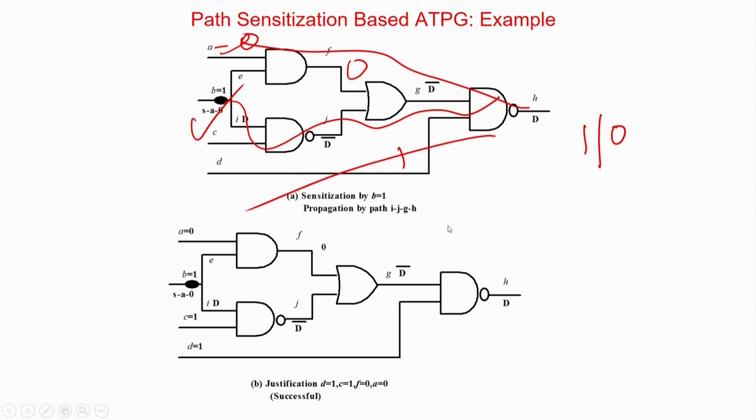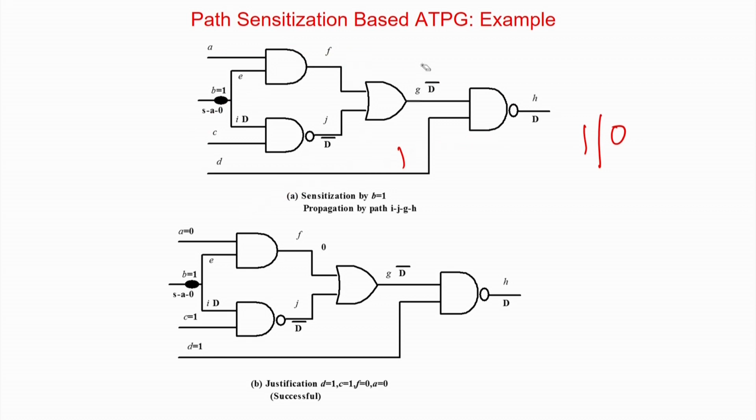So what is sensitization? Take a line which has a fault, apply the signal which is opposite to it. Propagation means you have to sensitize, that is D, and propagate it to some output pin of the circuit, and justification means you have to track back and settle the primary inputs. So all three could be done with this new path. That is what I am saying, automatic test pattern generation is not very simple.